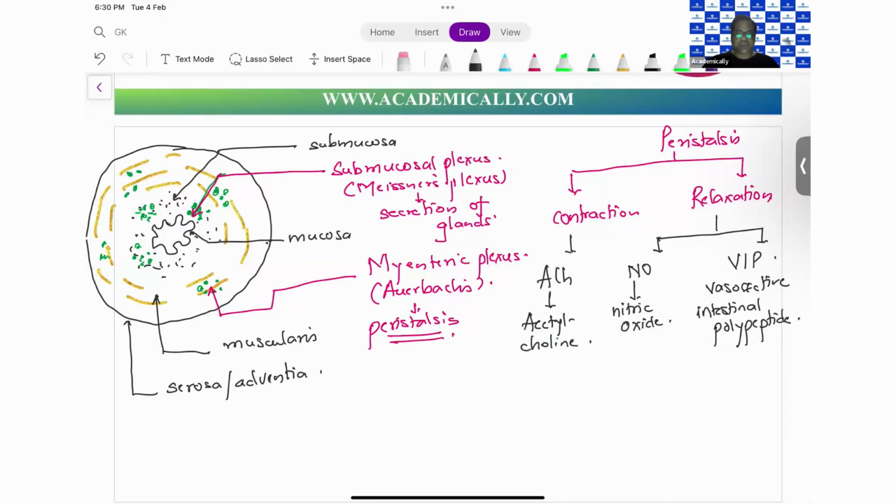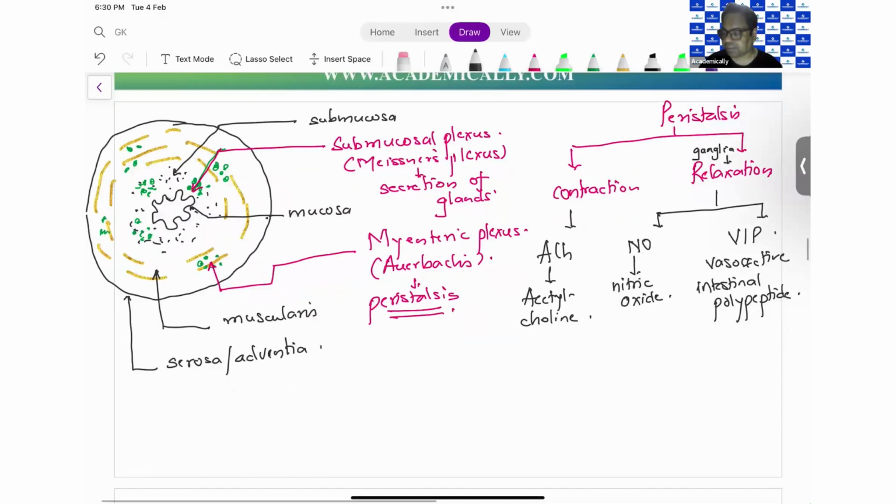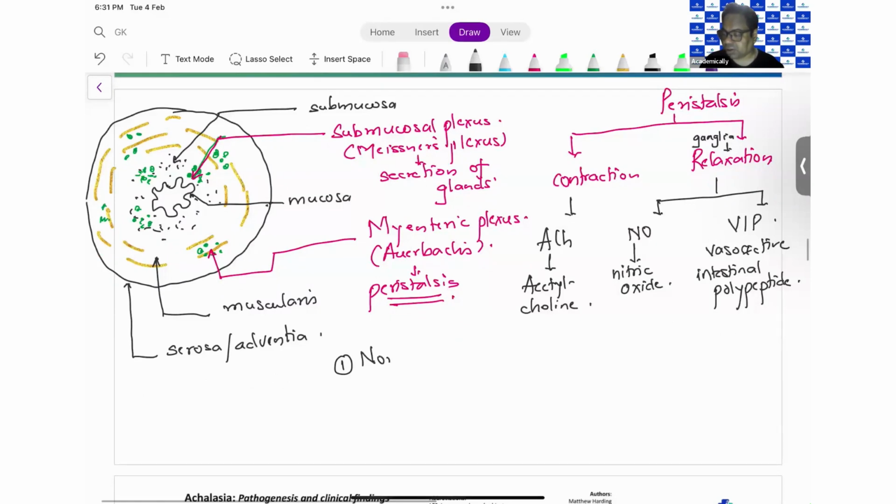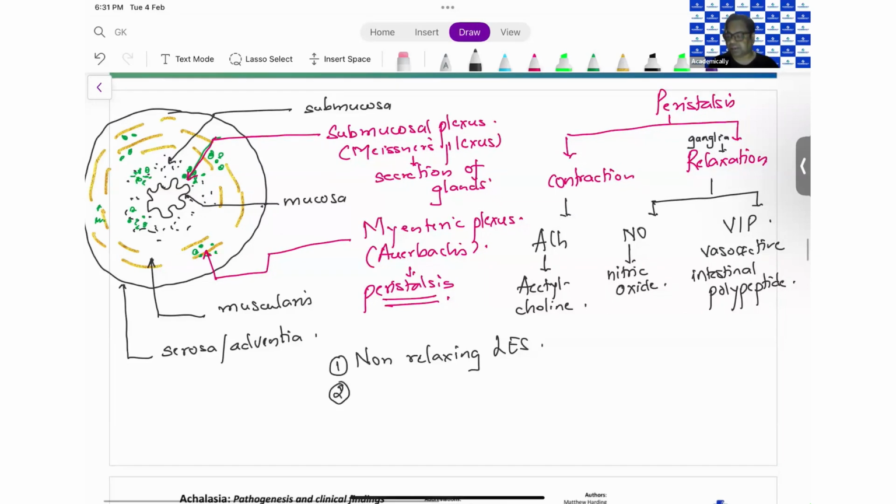All right. Now, achalasia is a condition in which the ganglia which produce these neurotransmitters are destroyed. Achalasia is a condition in which the ganglia which produce nitric oxide and VIP, that is the relaxing neurotransmitters, are destroyed, as a result of which two things happen. What happens? Number one is you get a non-relaxing lower esophageal sphincter. And the second thing that you get is absent peristalsis.